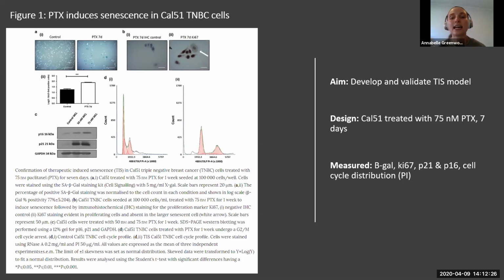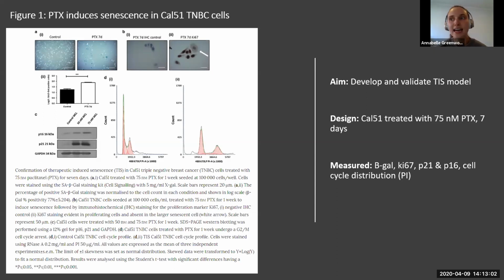So in A, they looked at senescence-associated beta-galactosidase. This is a lysosomal enzyme, and the idea is that senescent cells increase in size, and so they end up accumulating beta-galactosidase. From this assay, they also got their senescence-induced efficiency, which was 77%. In B, they have the Ki-67 immunohistochemistry, a proliferation marker, and you can actually see a larger cell is quite obvious there, so that morphology of the cell.